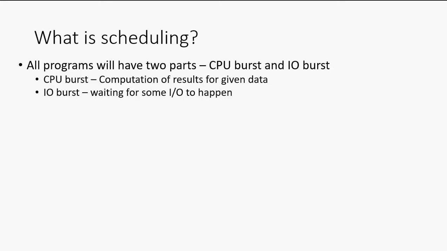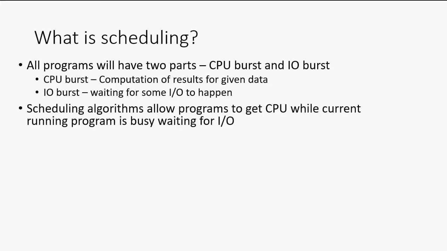While it is waiting for acquisition, the CPU is ideally free. So what a scheduling algorithm does is allow other programs to get the CPU while the current program is busy waiting for an IO. That means, let's say you are waiting for the signal from the ADC peripheral that it has completed acquisition. Maybe you can run a program which is controlling some sort of relay via a GPIO.